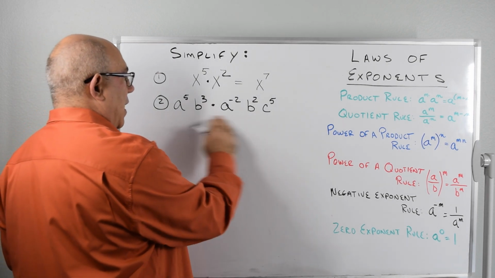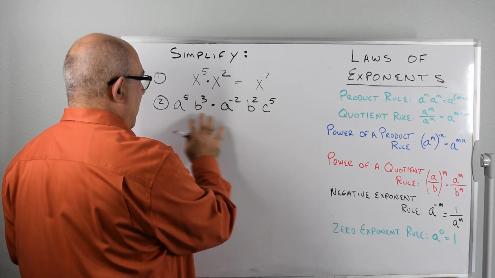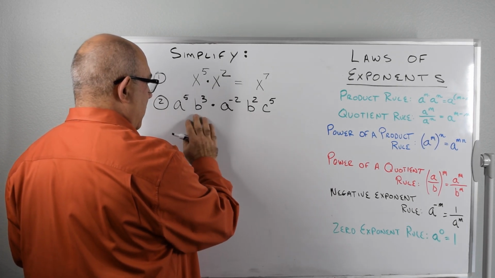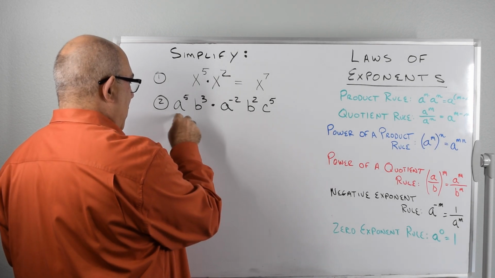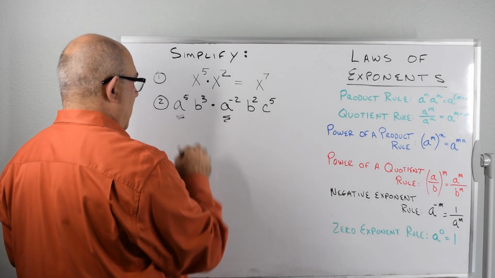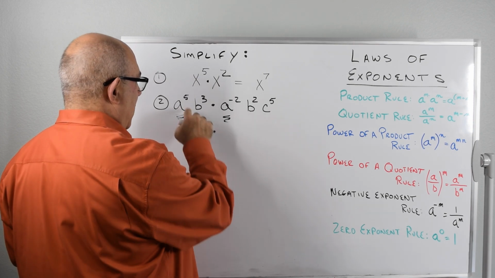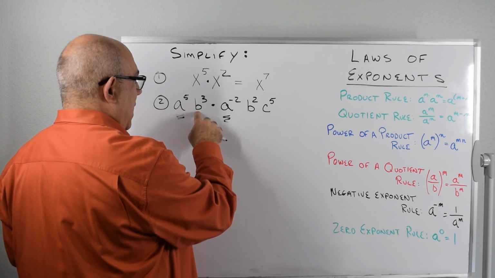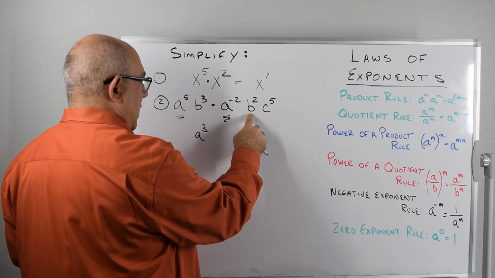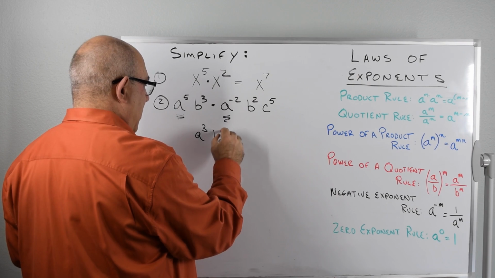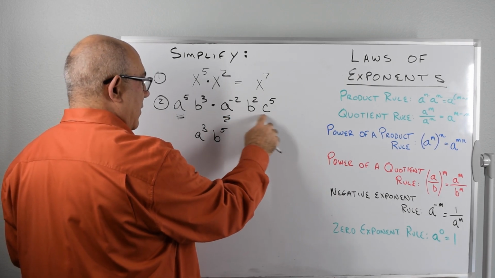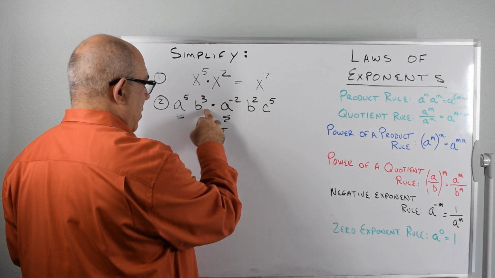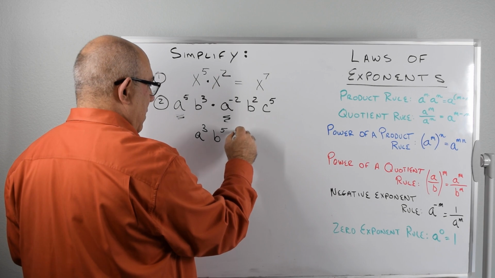Now this one's a little more complicated because we have some more terms, but we apply the product rule in the same way. You just work exponent by exponent, based on the base, okay? So here we have a times a, we're going to multiply those together, and what are we going to do? We're going to add the exponents. So we have a cubed. With b, we have b cubed times b squared, so that would be b to the fifth. And then we also have this c term. And really, we don't have a c over here. So we would write c to the fifth, okay?